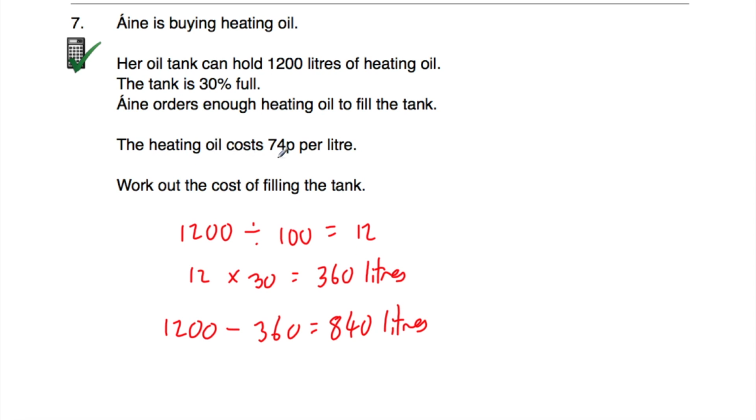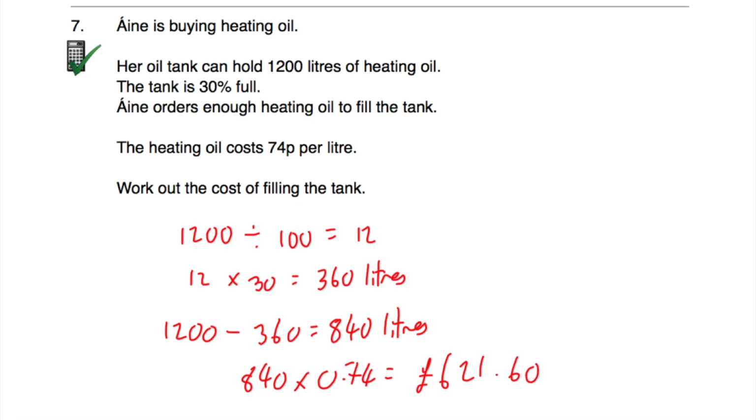The heating oil costs 74p per litre. So we're going to work out the cost of 840 litres. So we need to do 840 times 74p. So 840 multiplied by 74p. And that's equal to £621.60. Okay, let's have a look at our next question.